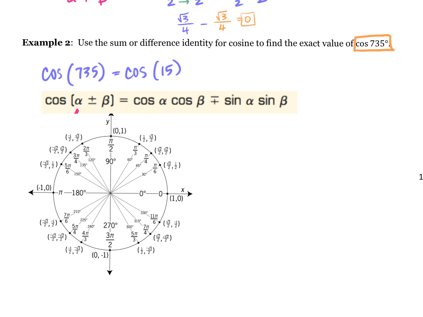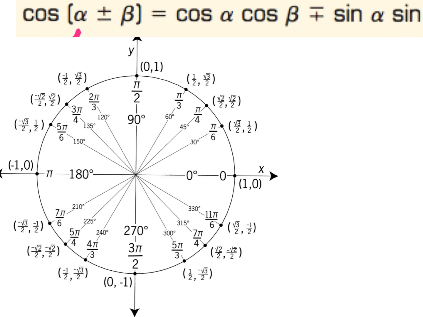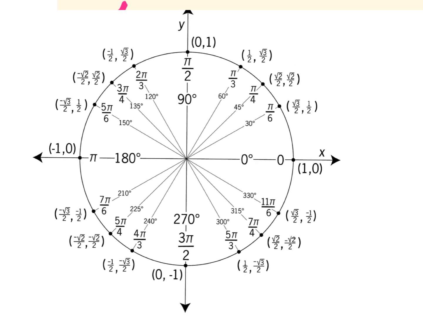45 minus 30. Is 45 minus 30, 15? Yes. Okay, what's another way to get 15 degrees by subtracting two angles? Is 60 minus 45? Graham, stay tuned in. You're like whispering in my ear. 60 minus 45 is 15. Could I do 135 minus 120? Yes. Could I do 225 minus 210? Yep. You could do any of those.